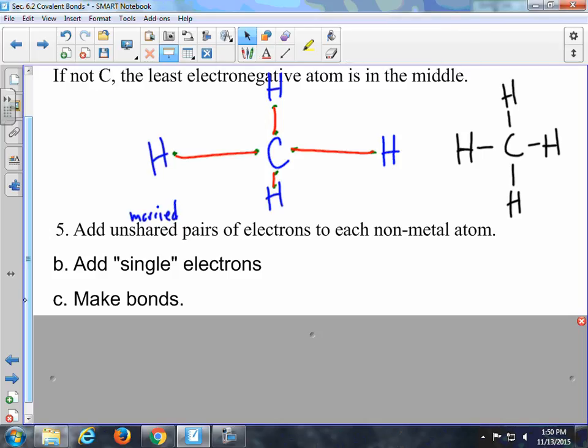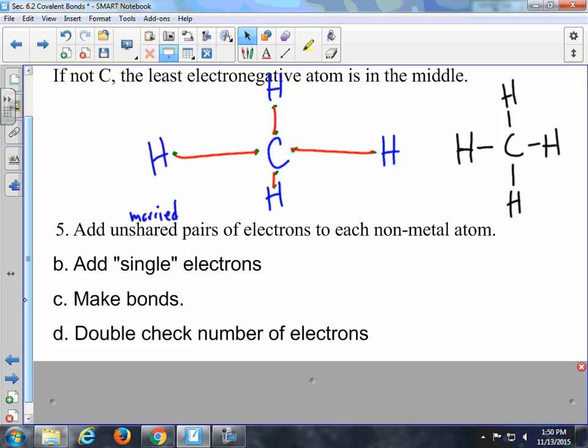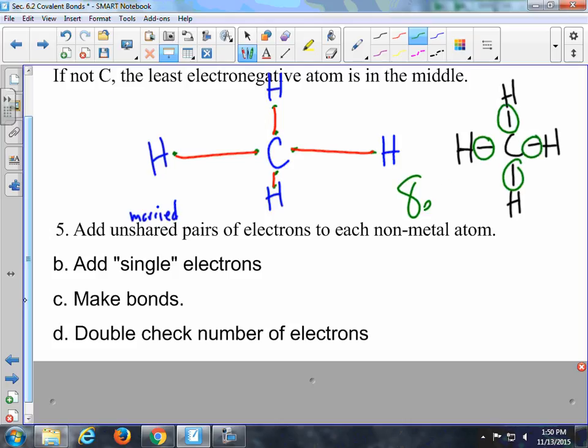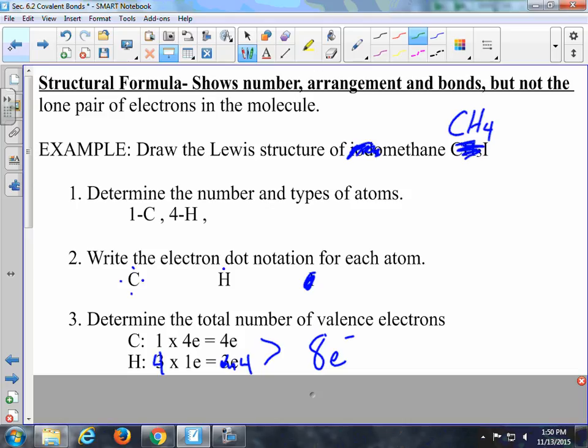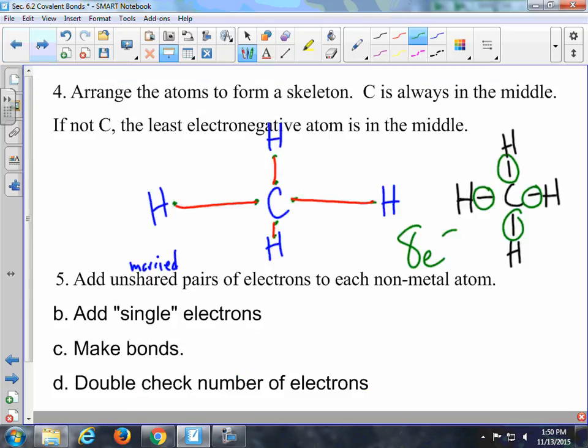So then we do our double check. We're going to double check the number of electrons. Each bond is 2, 2, 4, 6, 8. We have 8 electrons. How many electrons did we have when we started the process back here? We had 8, 8, and 8. That, my friends, is a good Lewis dot structure.